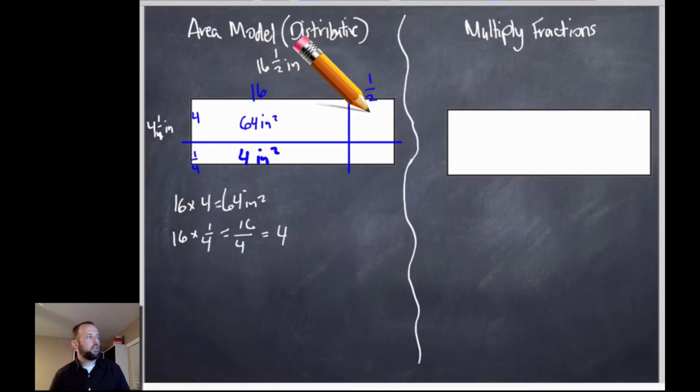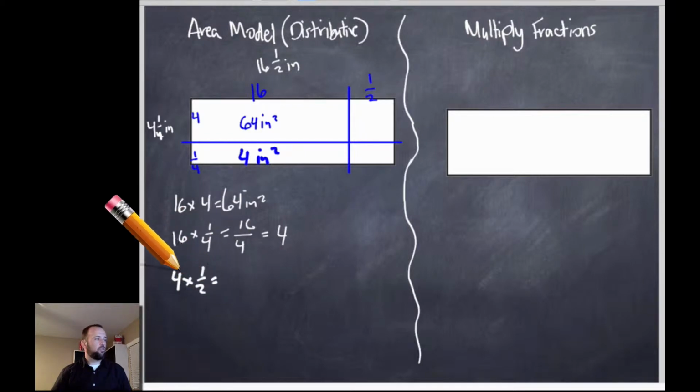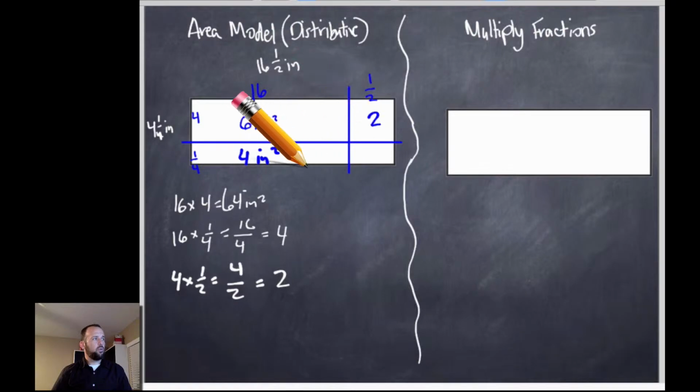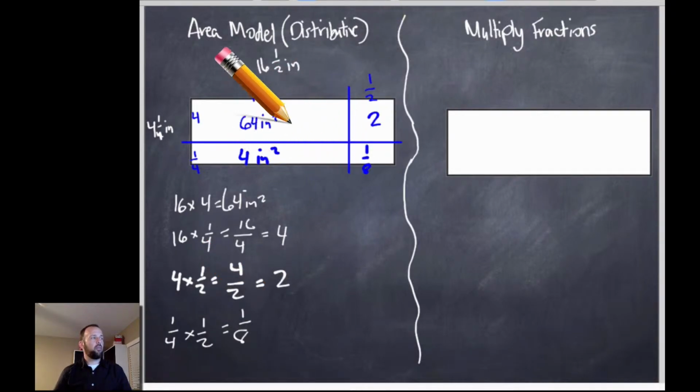Then I would come over here. I could do 4 times 1/2. 4 times 1/2, which is 4 times 1 is 4. So 4 halves, basically, which is also 2. 2 goes into 4 2 times. Perfect. So this guy would be 2. And then we could do 1/4 times 1/2. 1 times 1 is 1. 4 times 2 is 8. So this guy here would be 1/8. Perfect.